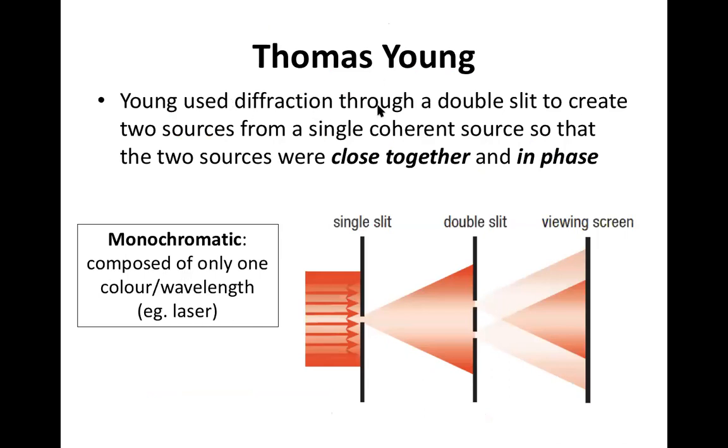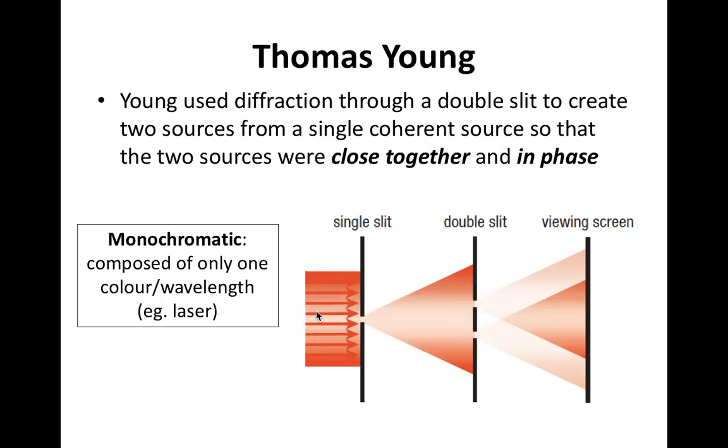So Young used diffraction through a double slit to create 2 sources from a single coherent source so that the 2 sources were close together and in phase. You can't just have 2 different lights. You can't have 2 different lasers or 2 different light bulbs because they won't be coherent. You could even have 2 identical lasers, but they won't be coherent and perfectly in phase. They'll just be the same wavelength.